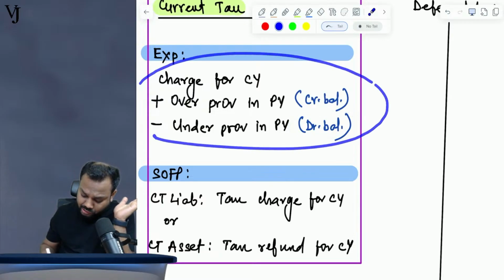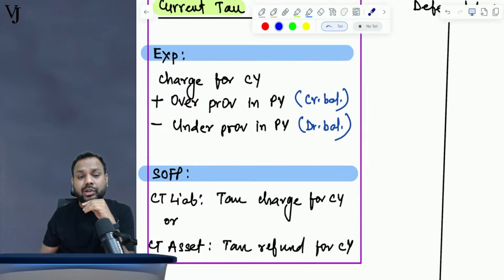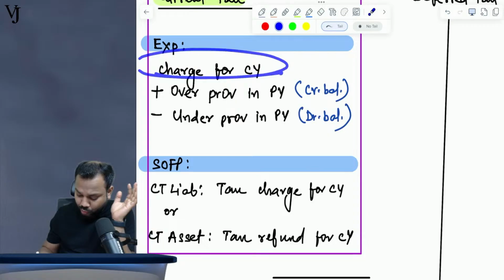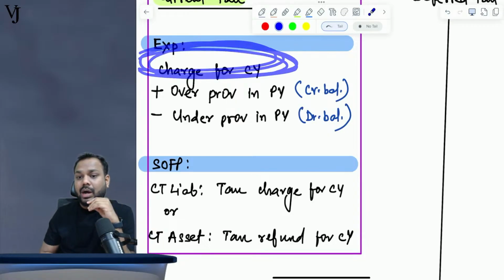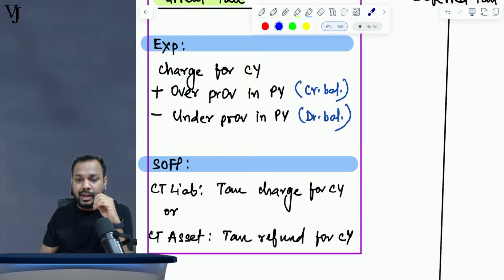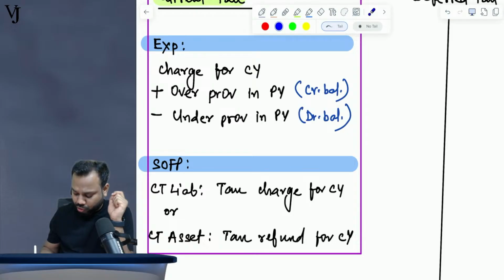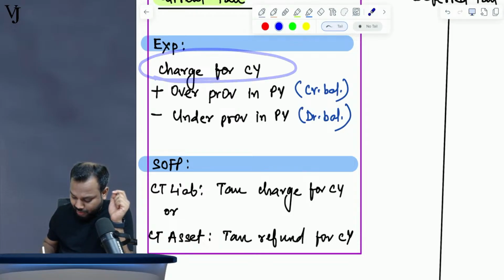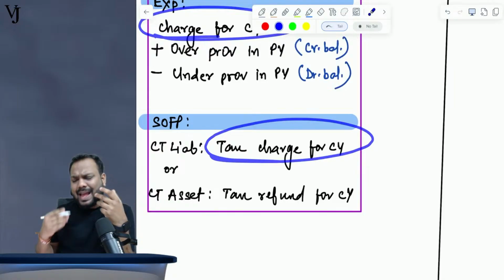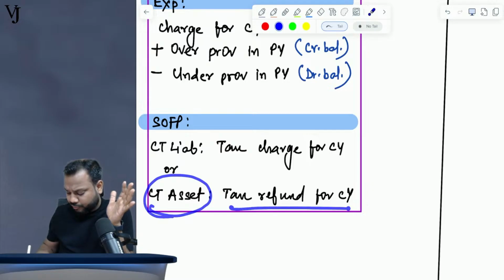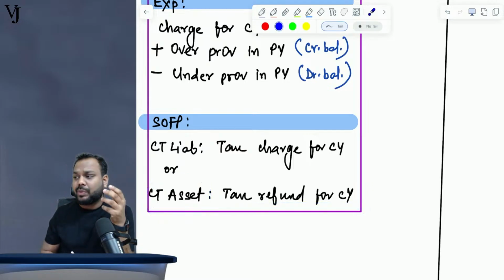Okay, this will be the expense that has to be recognized in P and L. Now, what will go in SOFP? In SOFP, you will have to recognize the charge for the current year. Only this will be recognized as a liability in SOFP. If it is a tax refund, that has to be recognized as a current tax asset in SOFP for the current year. Okay.